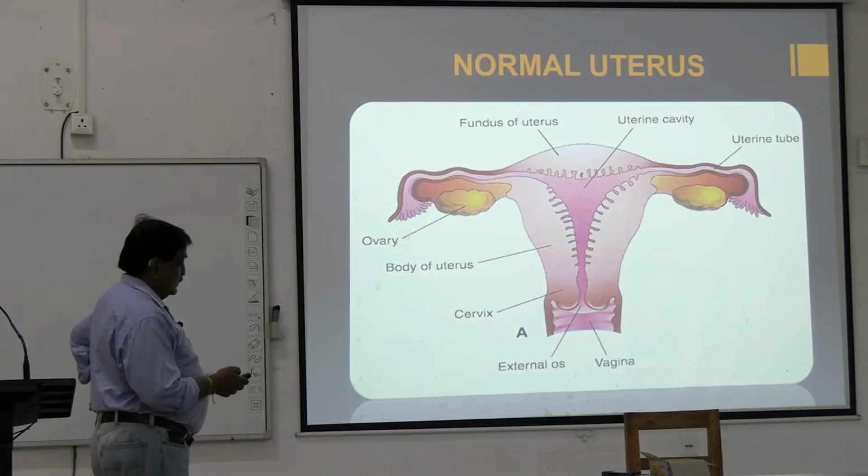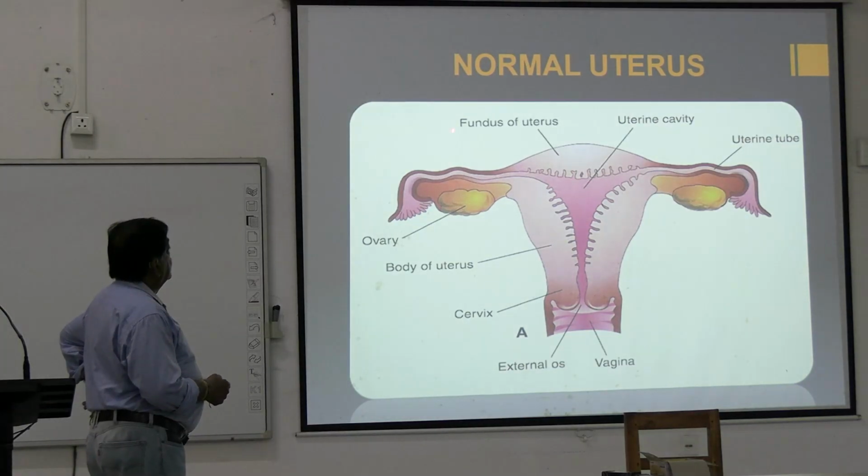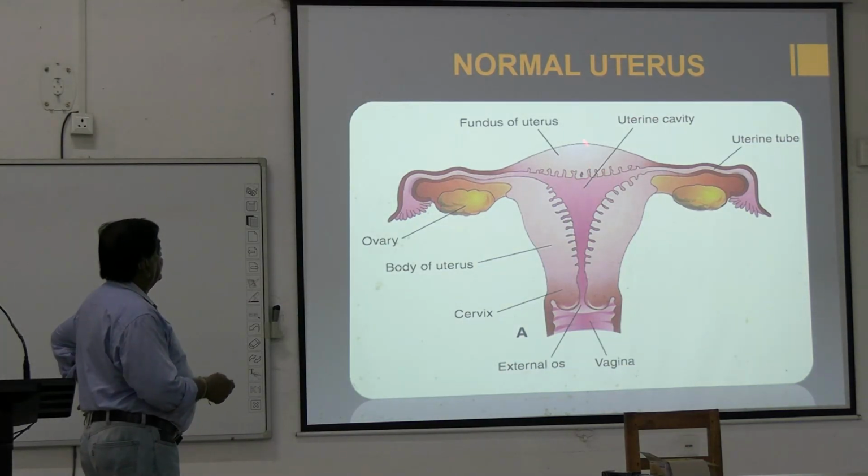Now, the normal uterus, you can see the uterine cavity, the fundus of the uterus, uterine tubes, ovary, body of the uterus, cervix, external os, vagina.